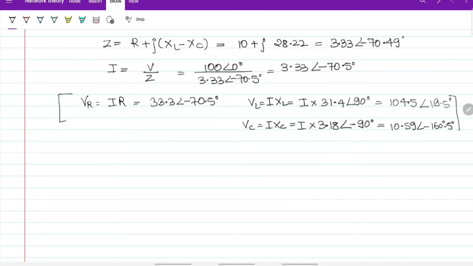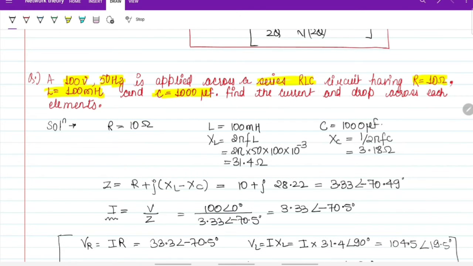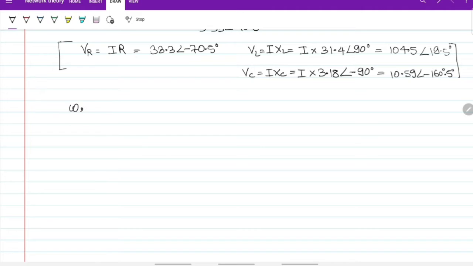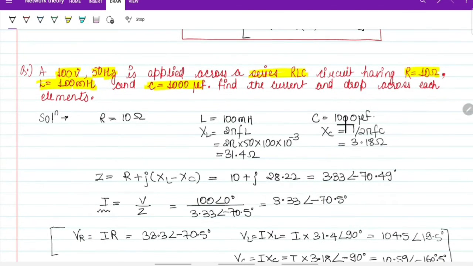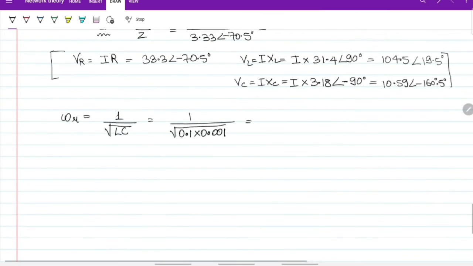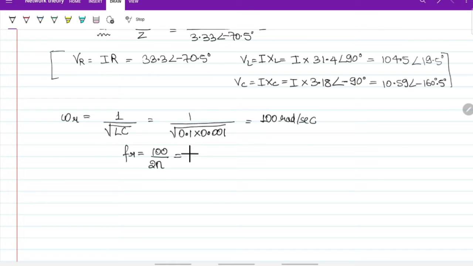Now what is our main objective? Our main objective is to find the value of current at resonant frequency. Before, the frequency of the supply was 50 Hz. So how to find resonance frequency? That is 1 by under root LC, right? So this will be under root of 0.1 into 0.001. L was 0.1 and C is 1000 micro, so it will be 0.001. This will give you 100 radian per second. Now FR will be 100 divided by 2 pi and this will give you 15.9 Hertz. Let's take the approximate value 16 Hertz.